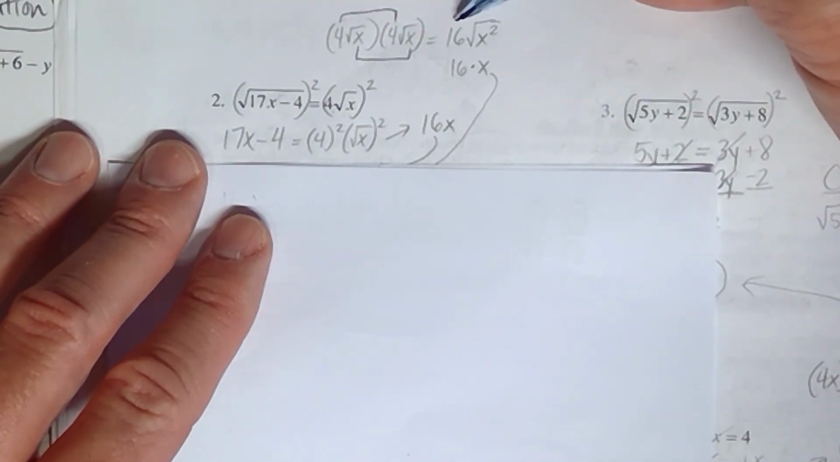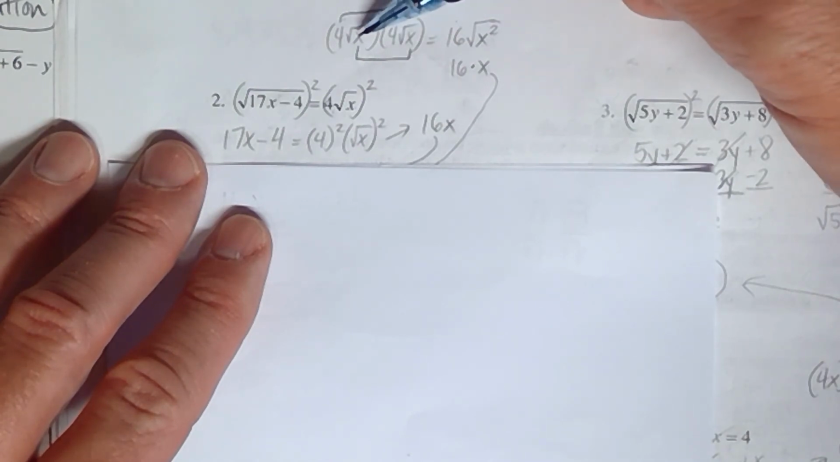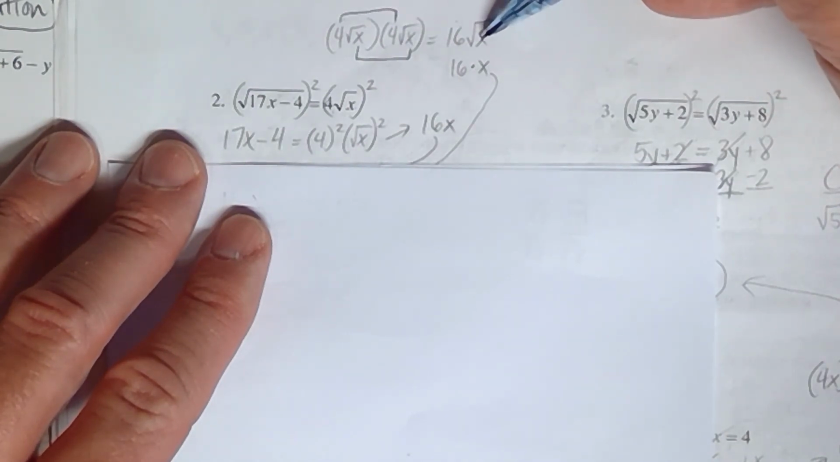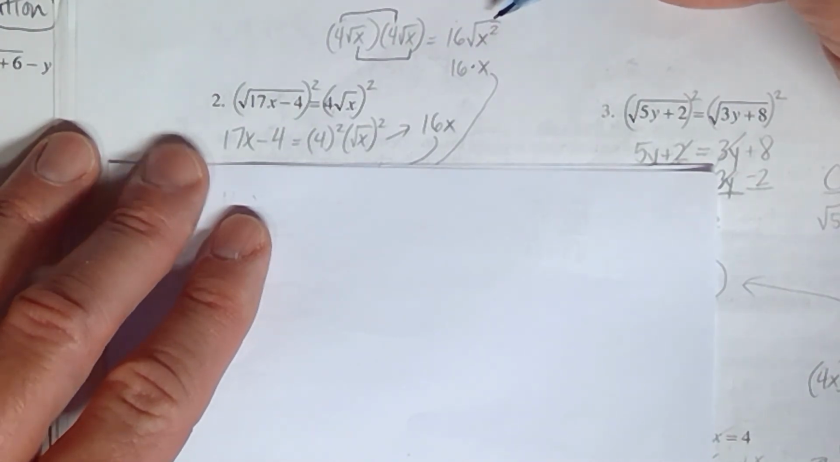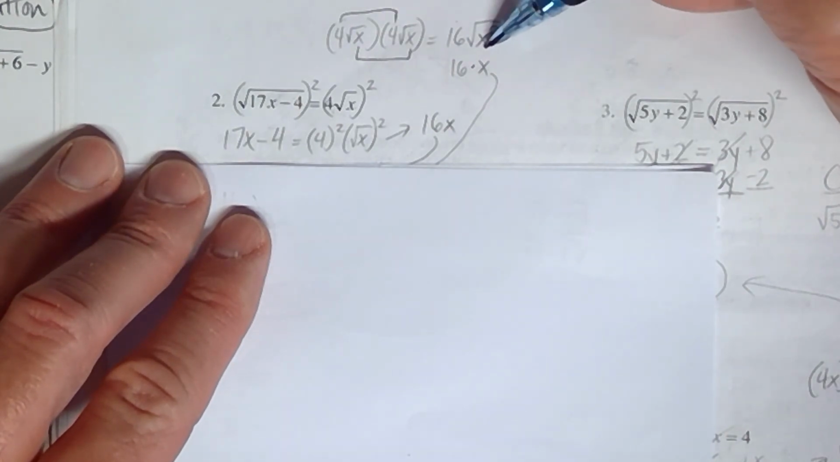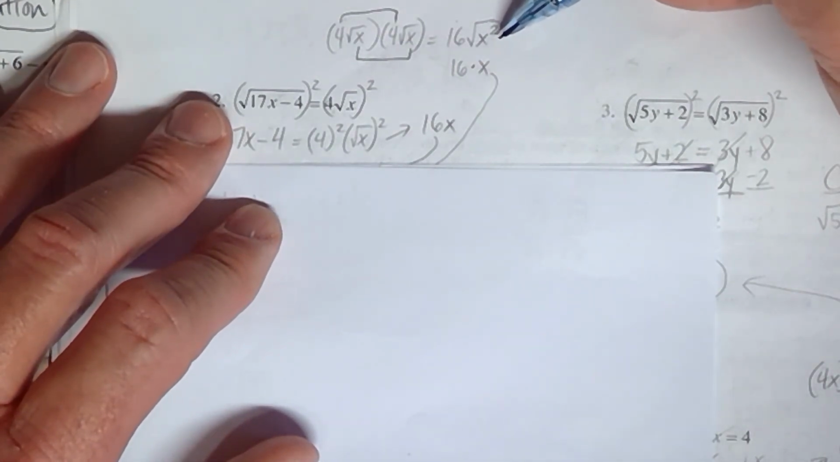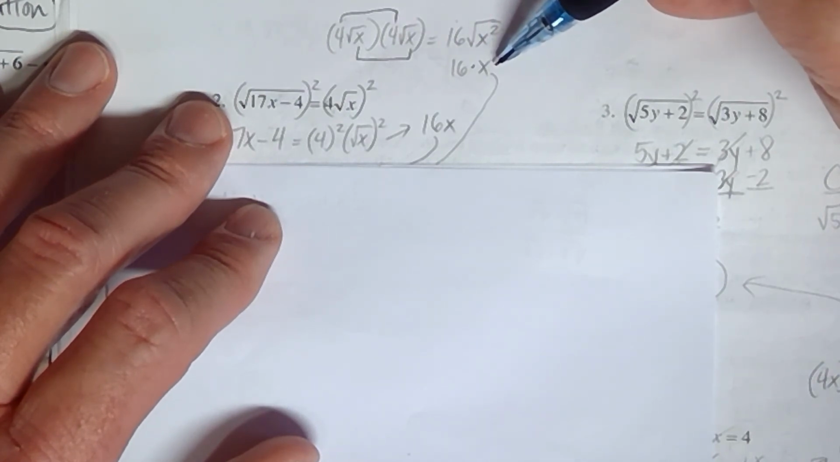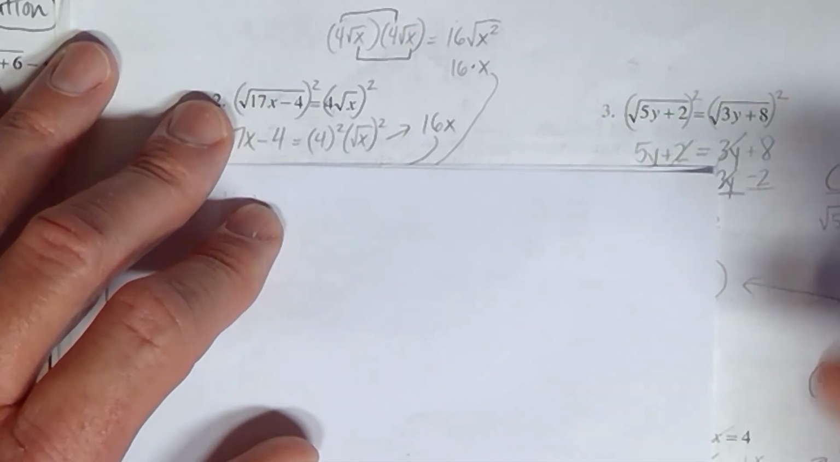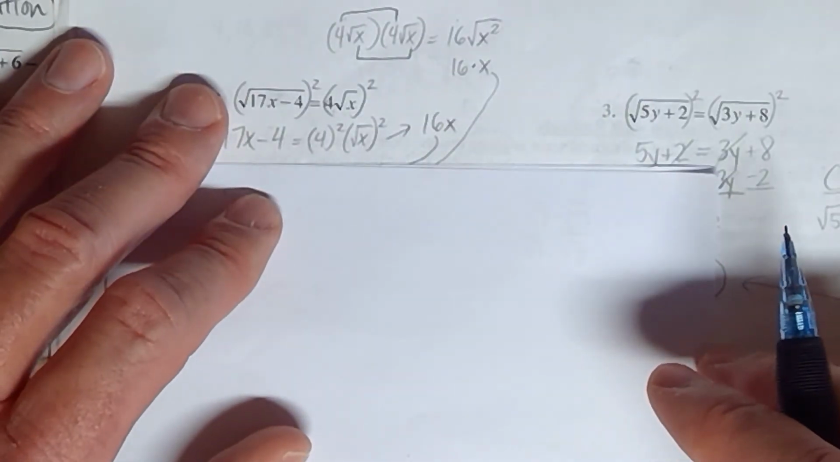Outside times outside stays outside, 16. Inside times inside, x times x, is equal to the inside here. Keep the x squared on the inside. But then figure out what that radical is equal to, or simplify it if it's not a perfect square. But x squared is a perfect square. X squared, x to the 4th, x to the 6th, x to the 8th, those are all perfect square terms. We know that the square root of x squared is x, because x is the thing that you square to get x squared.